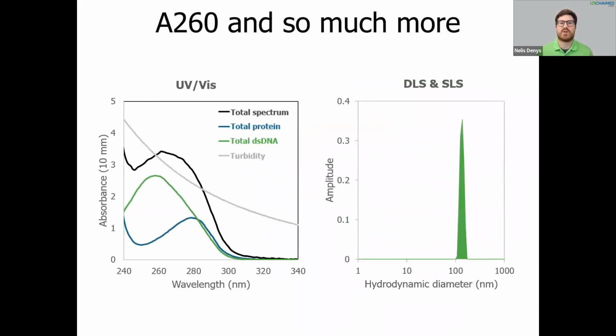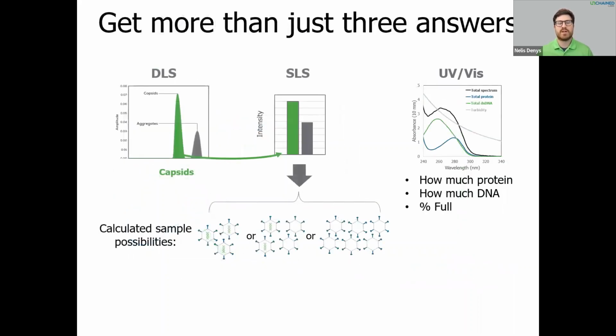So UV-Vis can give you that 8 to 60 that I discussed earlier, but our UV-Vis can actually tell you how much total protein is in your sample and how much total DNA is in your sample. And on top of that, you'll get DLS and SLS data as well. And this will all be 30 times faster than a classic adeno 8 to 60 titration. Stunner will give you more than 3 answers from those 3 techniques separately.